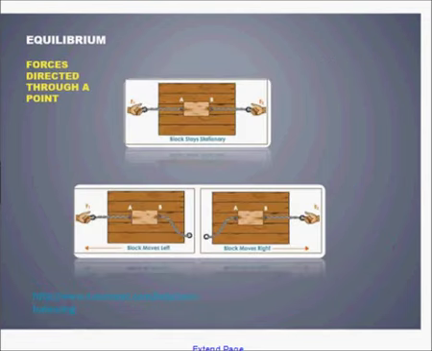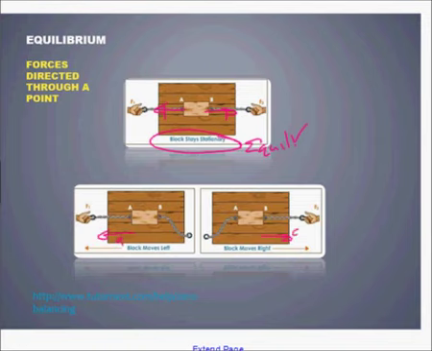Okay, if we're looking at this one here, we've got some stationary. This block here is stationary, so that means it is in equilibrium, okay, because the forces pulling that way are equal to the forces pulling that way. So the algebraic sum of all the forces is equal to 0. This one here, we have acceleration to the left. This one we've got acceleration to the right. So these are not in equilibrium.